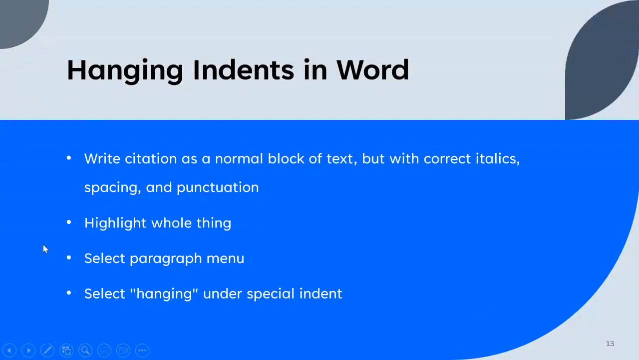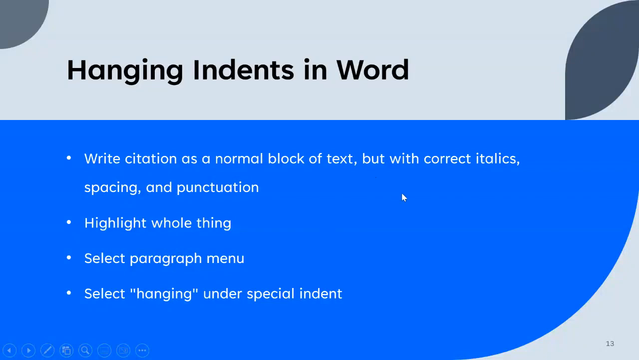Okay, another finicky thing about Word and how to make hanging indents work. Write the citation just normally as a block of text. Again, make sure it's double spaced. Make sure the italics, spacing, punctuation, everything is correct. You should then highlight each individual citation, so highlight just up to the end of one citation, and then on the paragraph section of the toolbar, there's a pop-out menu, and under special indent, that's an option with that menu, you select hanging, and it's quite easy.